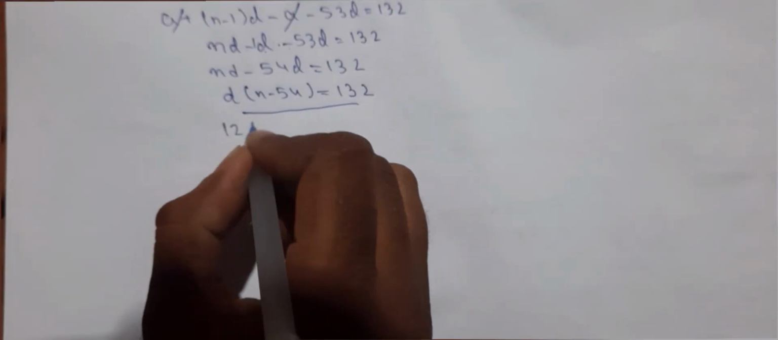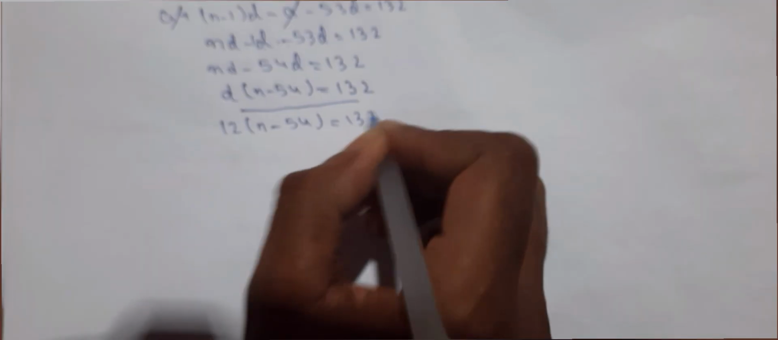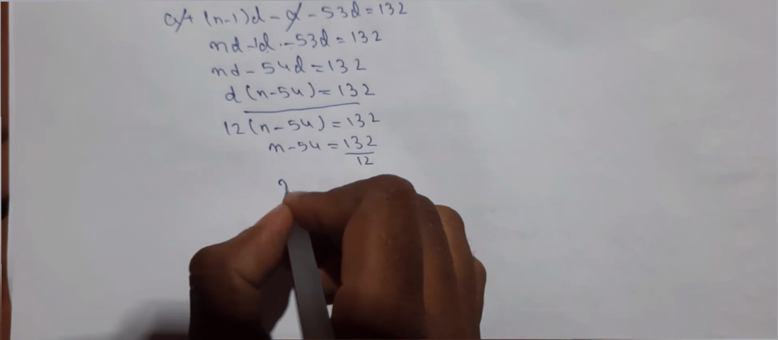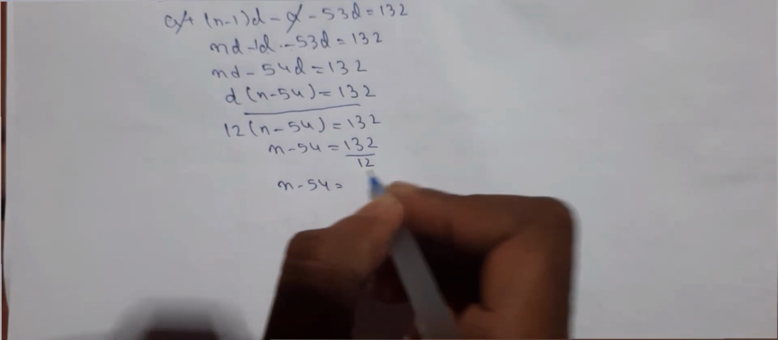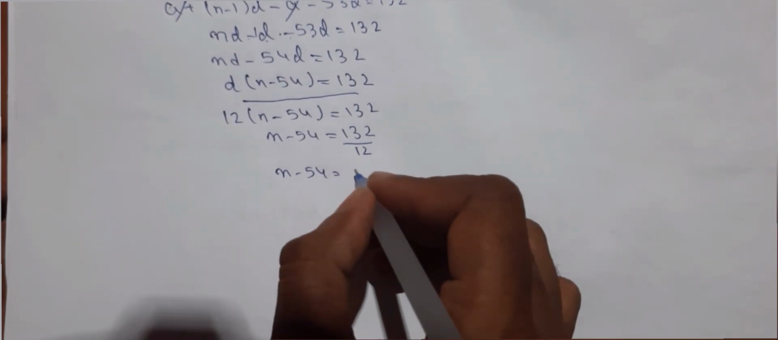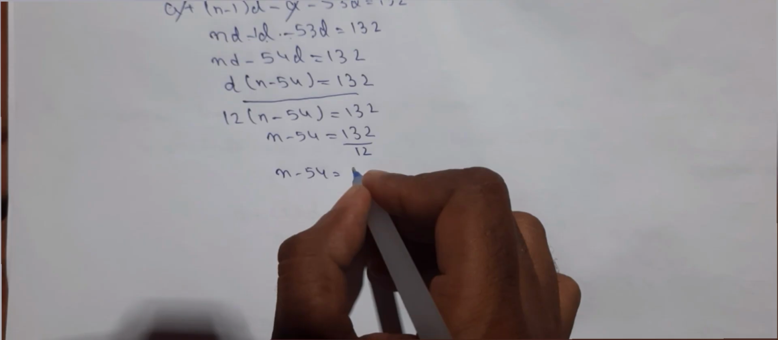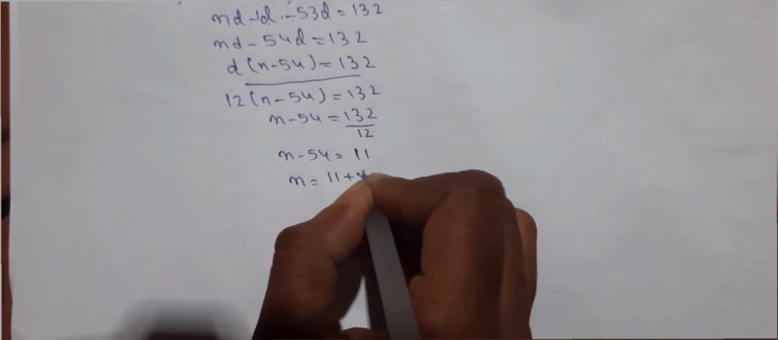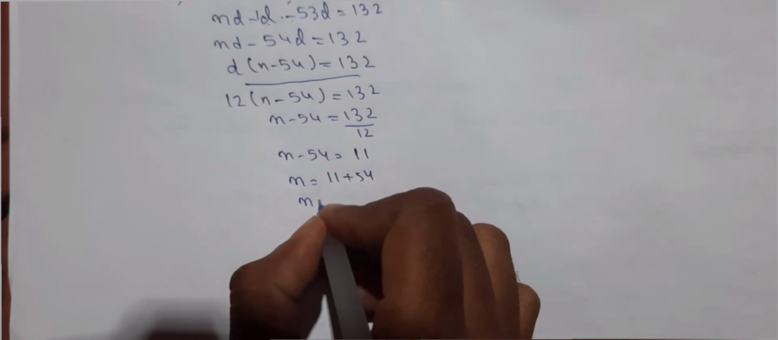So instead of d I will write 12, n minus 54. Okay, 132. So when you solve, n minus 54 is equal to 132 by 12. So n minus 54, how much will it be? It will be 11. Okay, 11 only? Yes, 11. So n is equal to 11 plus 54. So n is how much here?